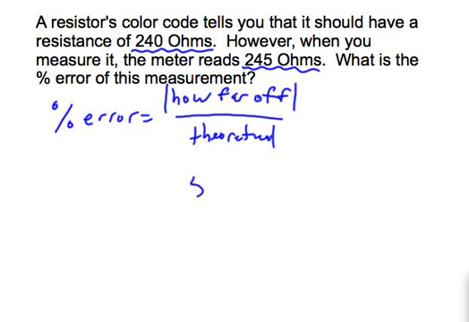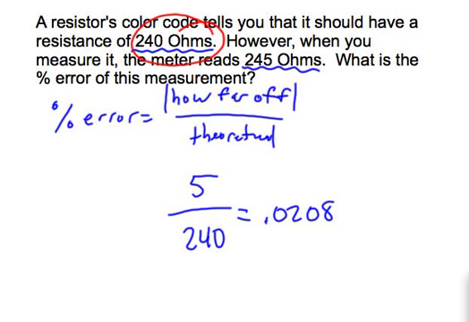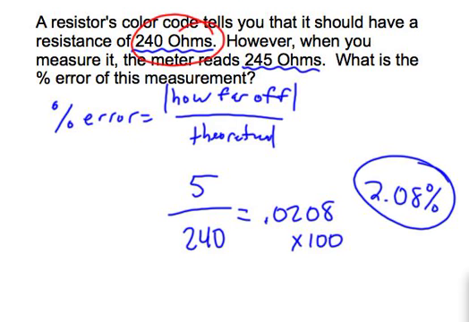So we're going to say, okay, 5 divided by, what is our theoretical value? It was supposed to be 240. So 5 divided by 240, and that's going to be our percent error. Now, when we do this, it's going to give us a decimal answer, which is not a percent at this point. So 5 out of 240, we get 0.0208. If we wanted to make this a percent, we just need to multiply by 100. So this is going to be 2.08% off. And that's our percent error.